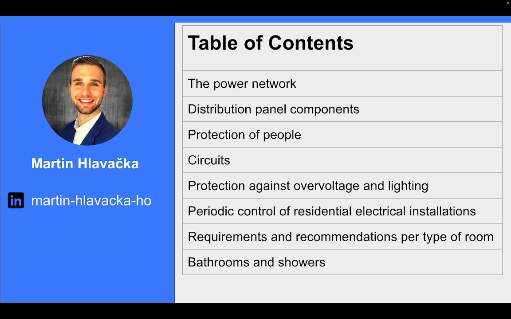My name is Martin Lavachka, and in this video I'm going to talk about the power network, distribution panel components, protection of people, circuits, protection against overvoltage and lighting, periodic control of residential electrical installations, requirements and recommendations per type of room, and bathroom and showers.